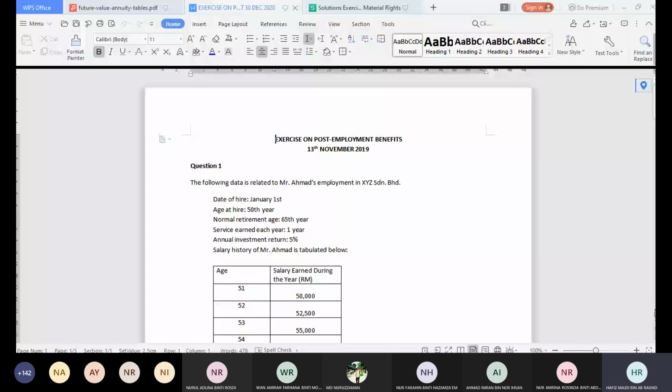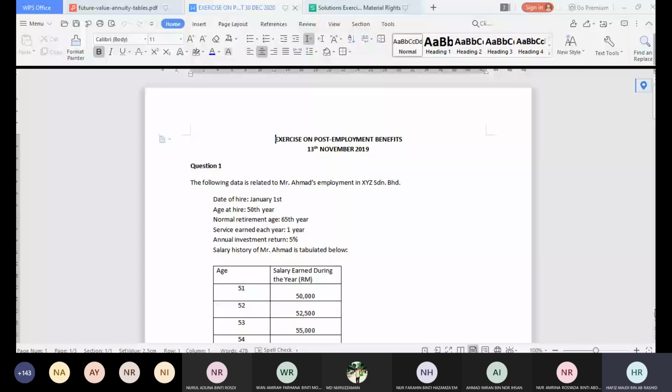So this is just some data with regards to Mr. Ahmad's employment in XYZ Sendirian Berhad. Mr. Ahmad has been employed at the age of 50. So the normal retirement age is 65 years. That means if he is expected to retire at the normal age, it will be 15 years in service.